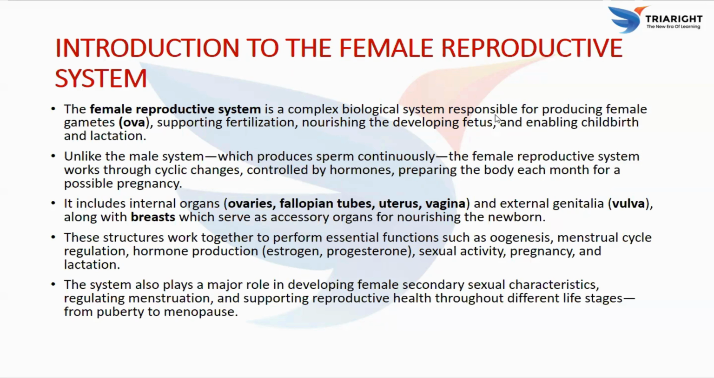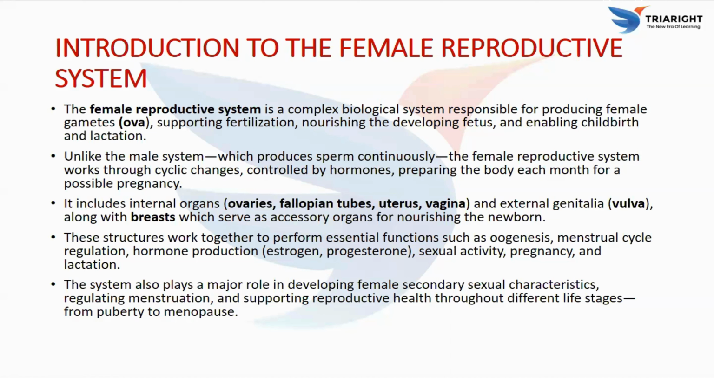The female reproductive system is a group of organs that help a woman to produce eggs, get pregnant, carry a baby and also breastfeed. It also controls the important body changes during puberty, the menstrual cycle and pregnancy. So what is the main purpose of the female reproductive system?